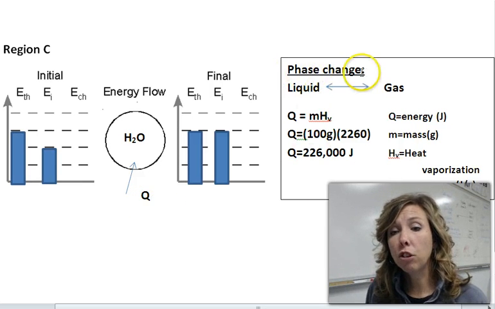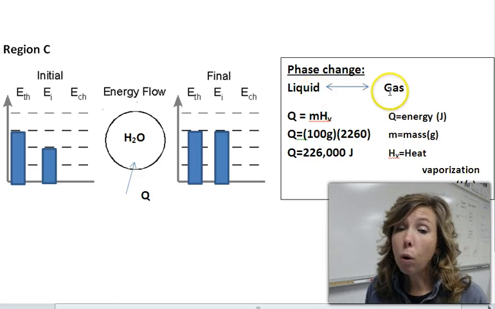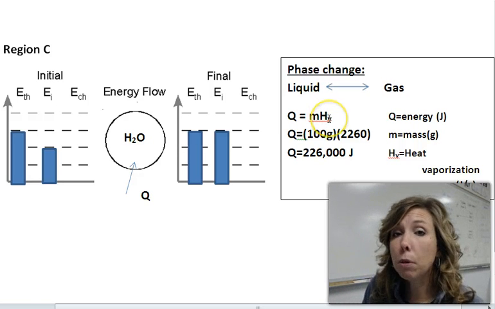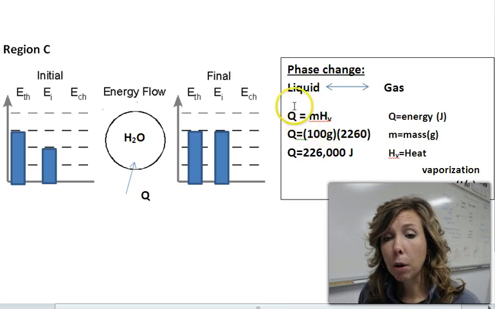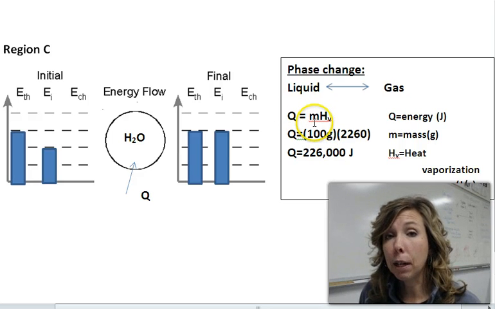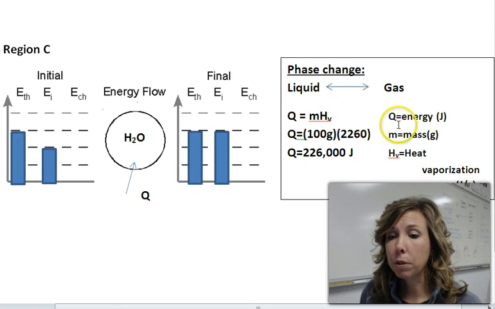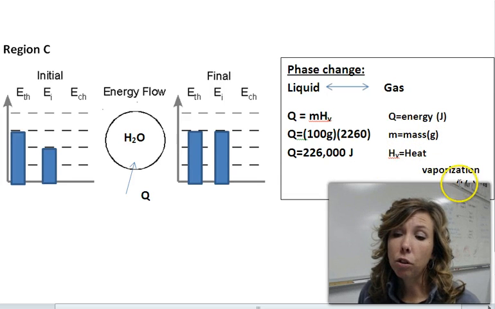So now we're talking about a phase change, much like region A, but this time we're talking about liquid to a gas. Or if you're doing gas to a liquid, it would be the same numbers and same relationship that you would use. So this time, our Q is directly related to M again, which is mass, and then another value called HV. This time, it's called heat of vaporization. So here's what these variables represent. Q is the same, energy in joules. M is the same, mass in grams. HV, heat of vaporization. And the units for this, much like HF, are joules per gram.